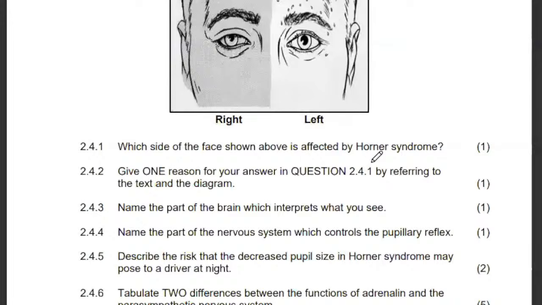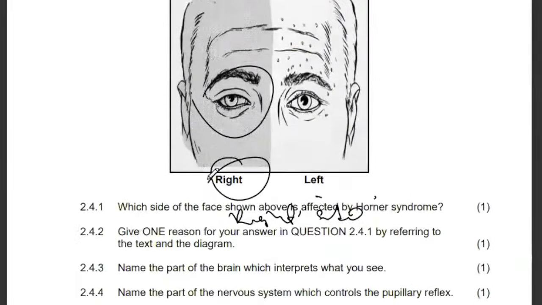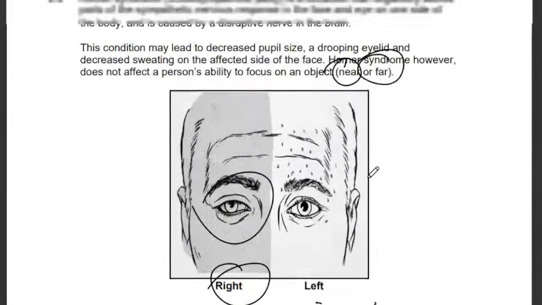So now they're asking you, the first question is, which side of the face shown above is affected by this syndrome? Which side of the face? Basically, it's the right side, right side. Why? Because it's showing the properties they talked about here. Give one reason for your answer.